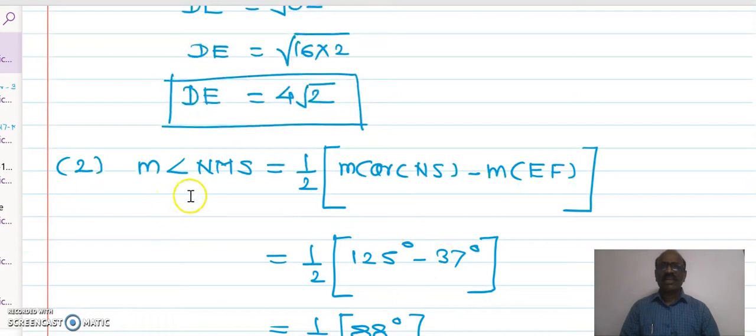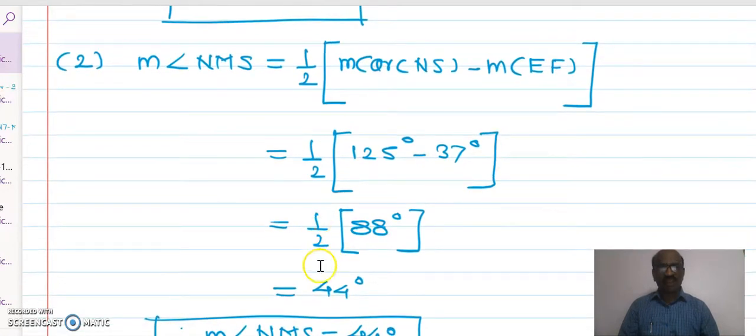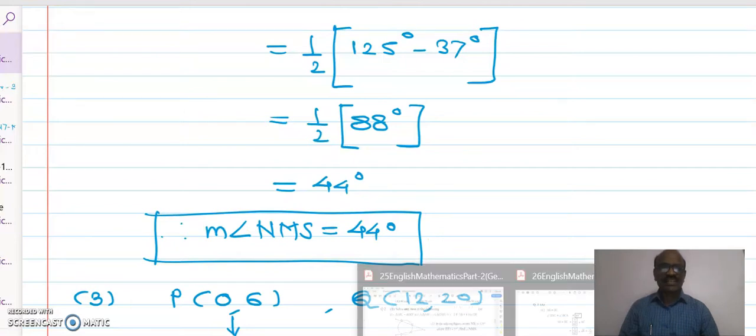The measure of angle NMS is equal to 1 upon 2 measure of arc NS minus measure of arc EF. In this way, substitute the values. Then you will get 1 upon 2, 125 minus 37, that is 1 upon 2 into 88, which is equal to 44 degree. Therefore, the measure of angle NMS is 44 degree. Now next, we'll see the next question.